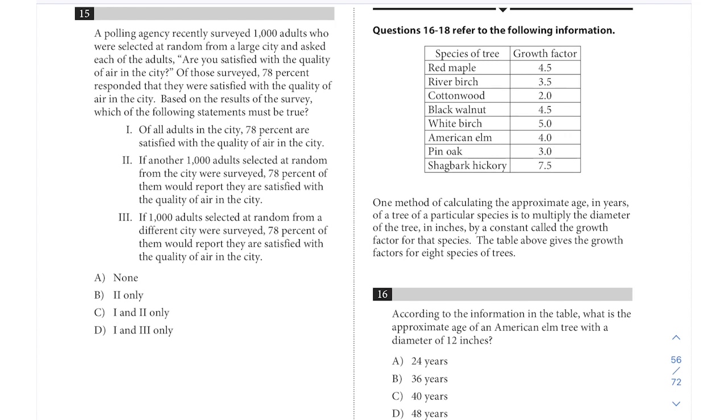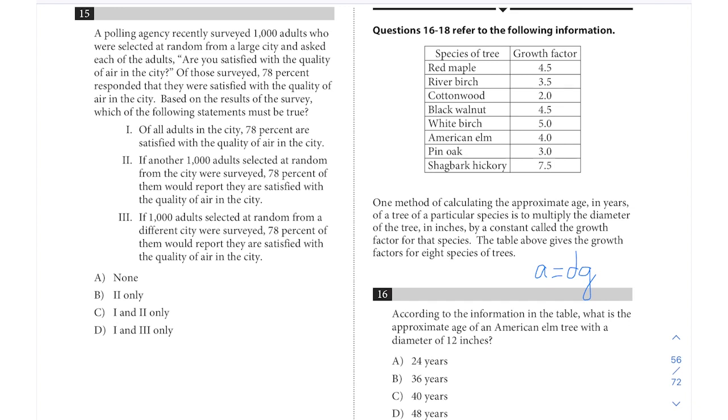They give us a table, and then in the text it says one method of calculating the approximate age in years of a tree of a particular species is to multiply the diameter of the tree in inches by a constant called growth factor for that species. The table above gives the growth factors for 8 species of trees. So in the text, they tell us an equation. They're basically saying that your age is equal to your diameter times your growth factor.